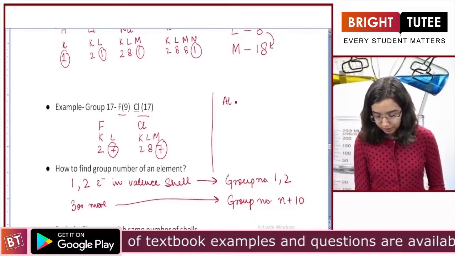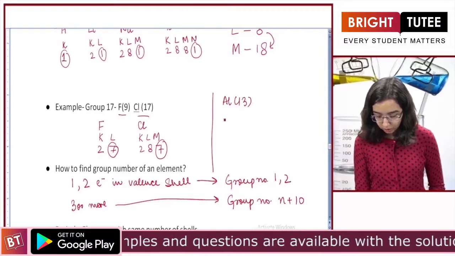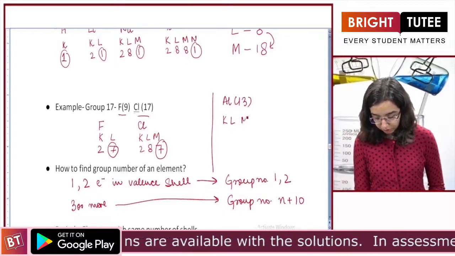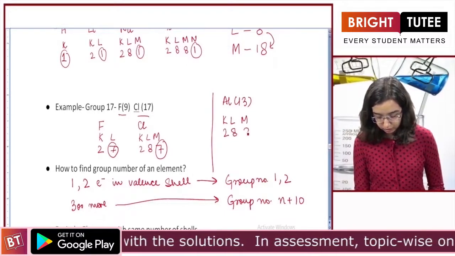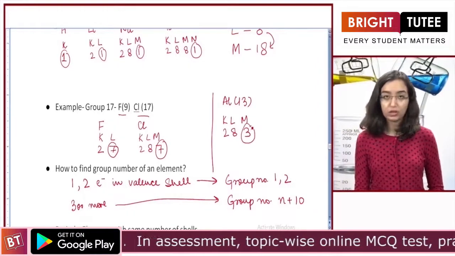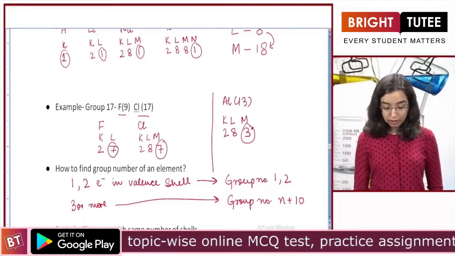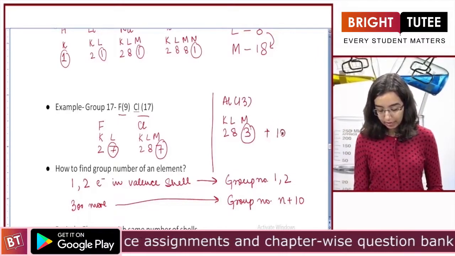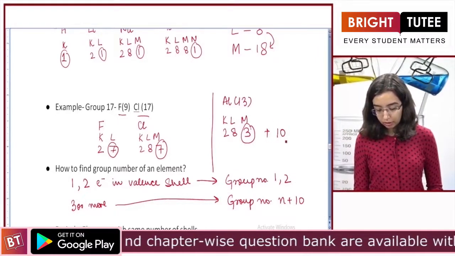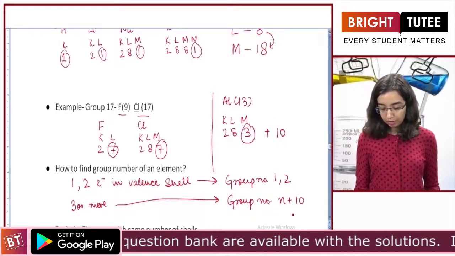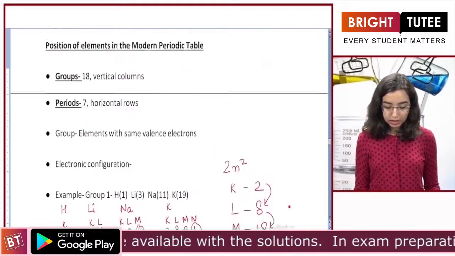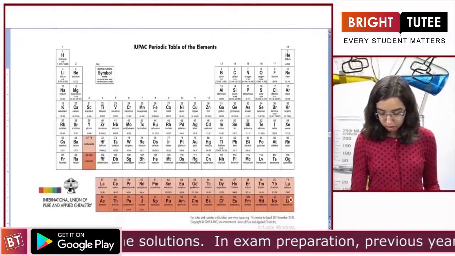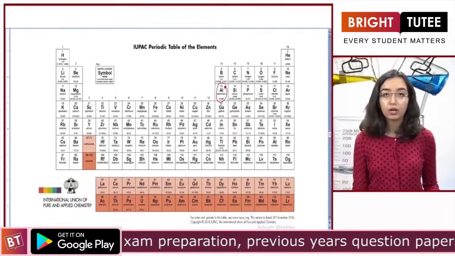Aluminium has atomic number 13. When you arrange it, you see that the electronic configuration comes out to be 2, 8, 3. Now it has 3 electrons in the outermost shell. Because it is 3 or more, we will add 10. So when we add 10 to 3, we see that the group number becomes 13. Now let's see if it is in fact in group 13. Group 13, aluminium. You see?